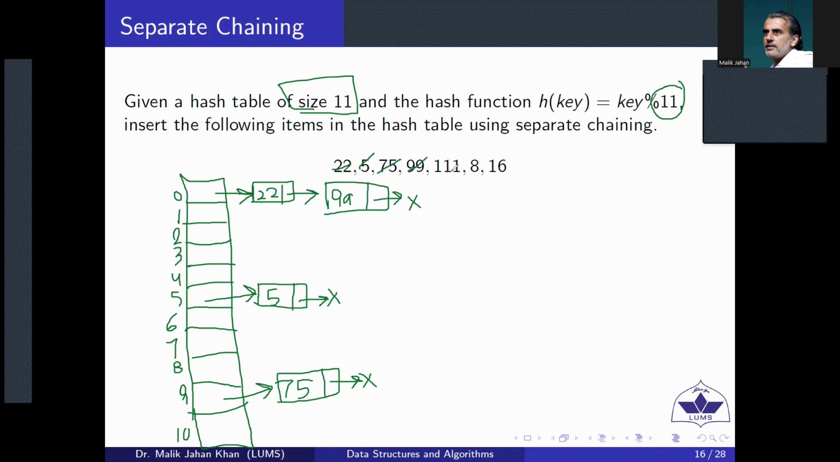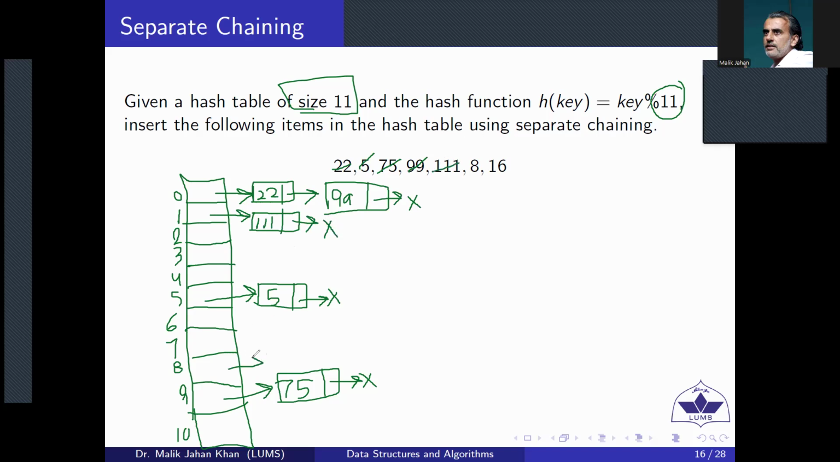Next is 111. So 111 mod 11. 11 tens are 110. So its remainder is 1. So 111 lands at index 1. Its next is null.